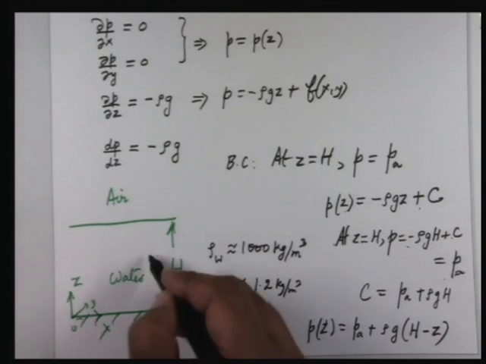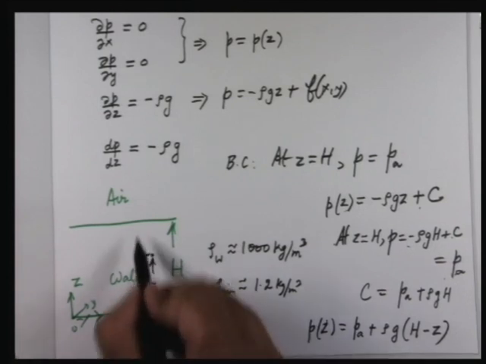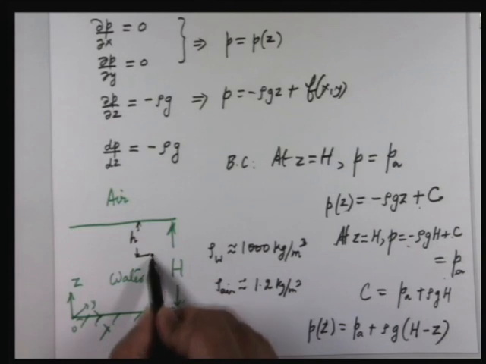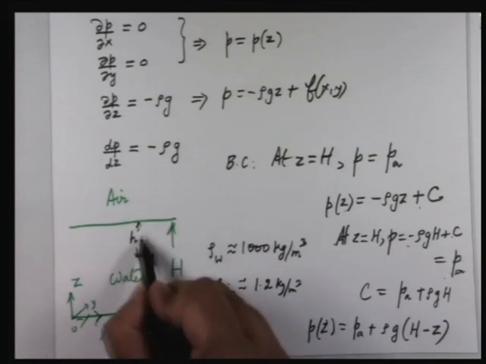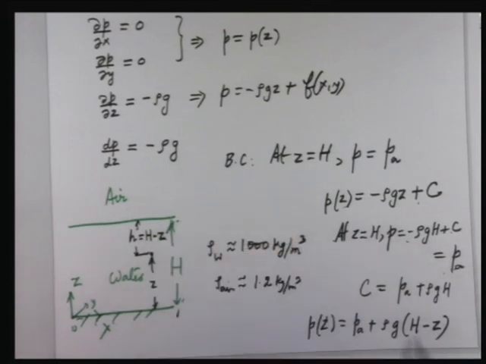Now if I take a point here, this distance is z. Okay, so if I say this height is small h, the depth of this point below the free surface, that is your capital H minus z, because total distance is H. So this is your small h.